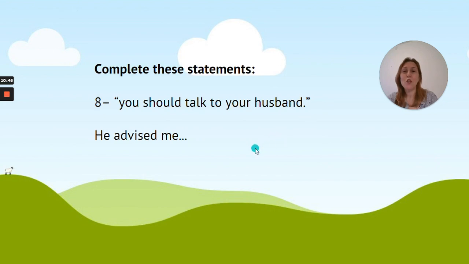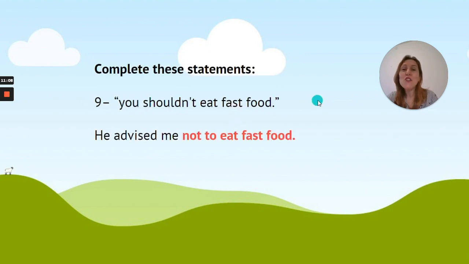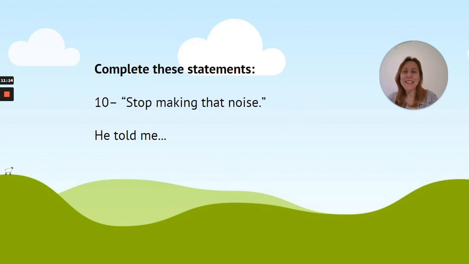Number 8. You should talk to your husband. He advised me to talk to my husband. Number 9. You shouldn't eat fast food. Remember what we said about negative statements? You shouldn't. So he advised me not to eat fast food. And the last one, number 10, stop making that noise. He told me to stop making that noise.